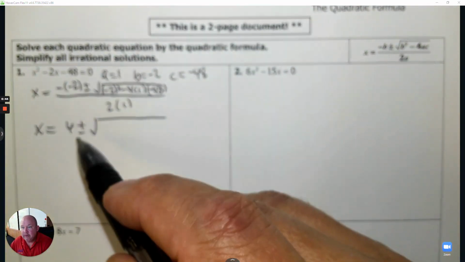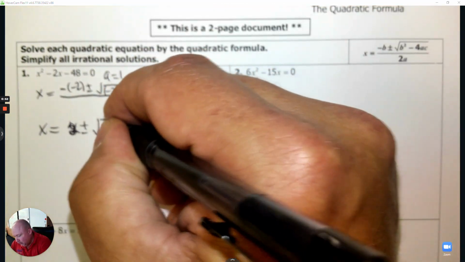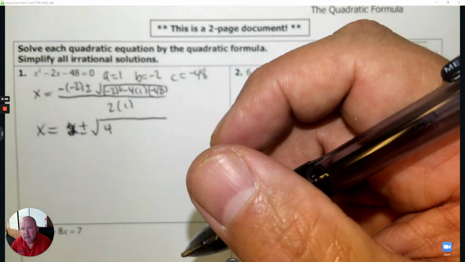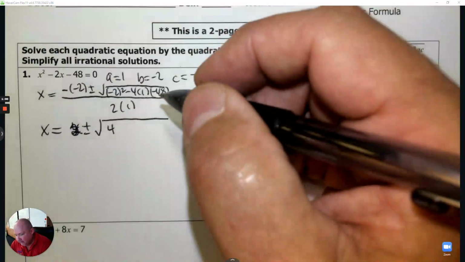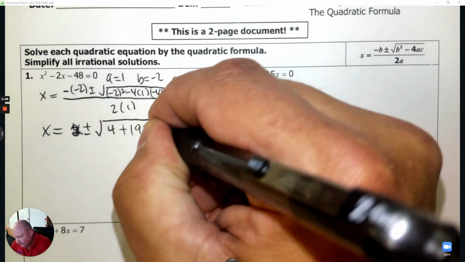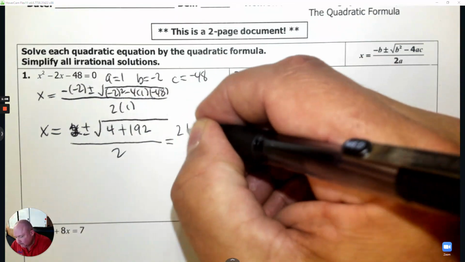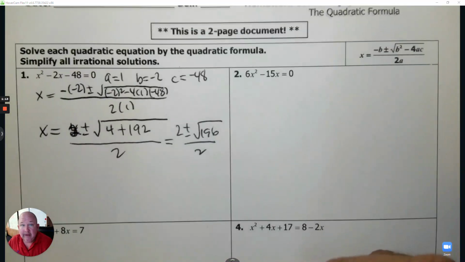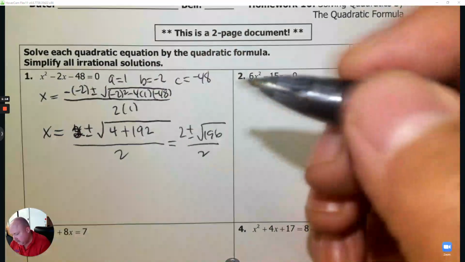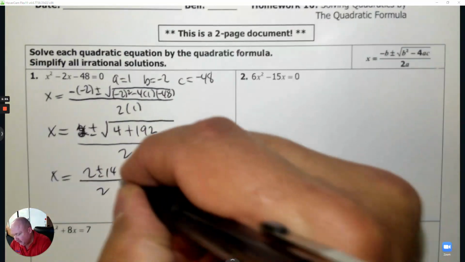So a negative times a negative, and that's 2, is positive 2. -2 squared is 4. 4 times 48. Well, that's like 200 take away 8. What, 192? And then 2. 4 plus 192. And then what number times itself is 196? And that answer is 14. 14 times 14 is 196.